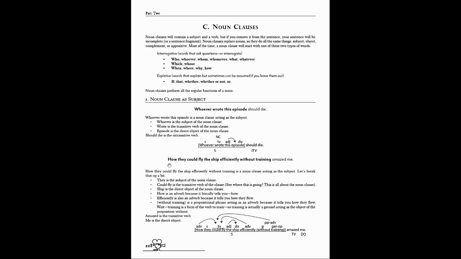Because how they could fly the ship efficiently without training amazed me. So this whole sentence, that's my subject. Amazed is my transitive verb. And then what was amazed? Me, right? So that's my direct object. So you're sort of looking at how they could fly the ship efficiently and then without training. This diagram is going to all be attached to the flying, but amazed me. So you've got a noun clause inside of a main independent clause.